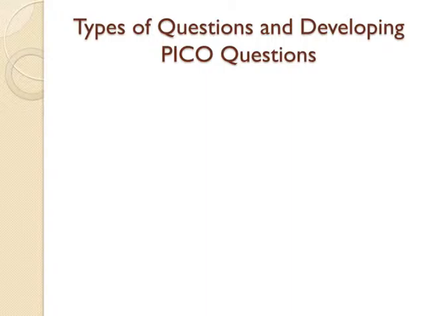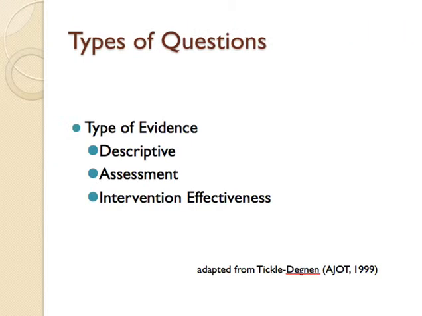In the area of research and in clinical practice, we ask many different kinds of questions. We ask questions all the time. And those types of evidence can be broken down into three different categories. The first is the descriptive questions. The second are the assessment questions. And the third are the intervention effectiveness questions. And that is the typical type of question that we ask in evidence-based practice. Does an intervention make a difference?